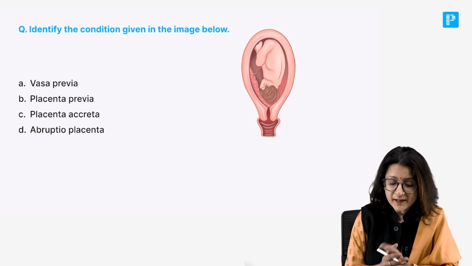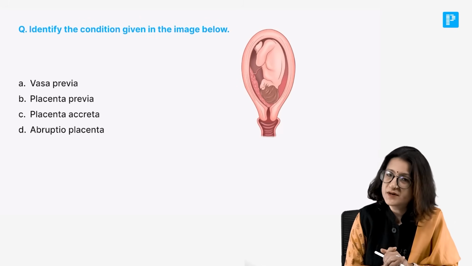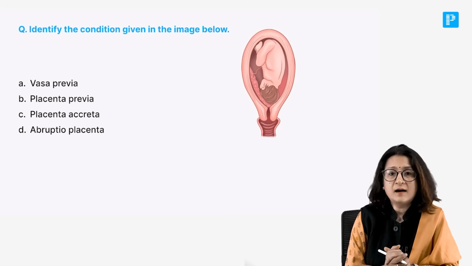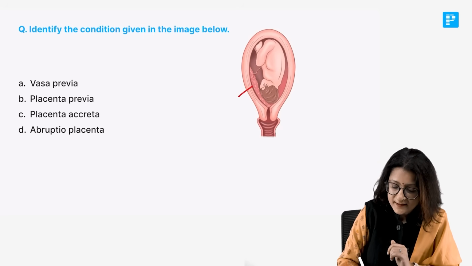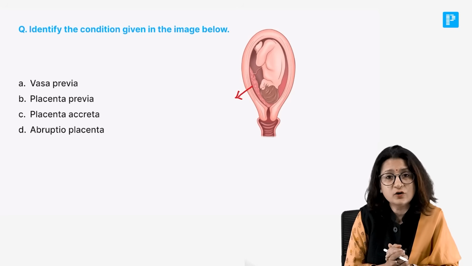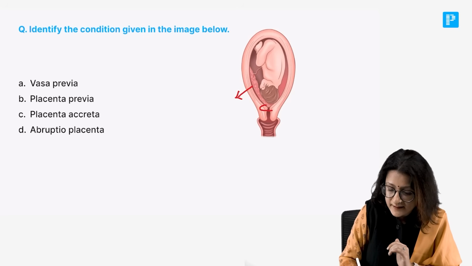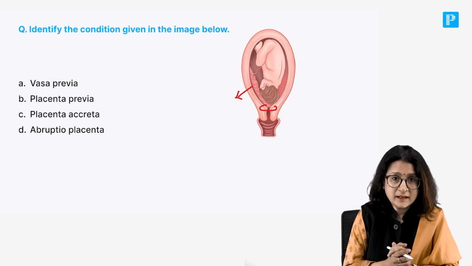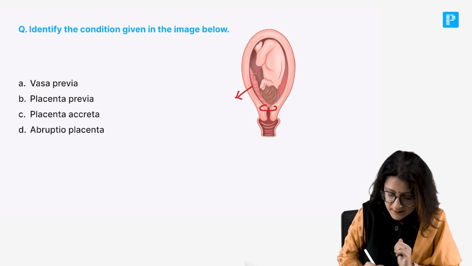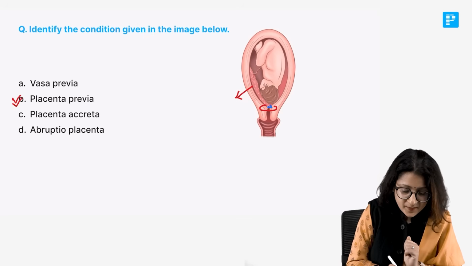Identify the condition in the image given below. Such image-based questions have previously been asked in FMG many times, right? So you can see here what is the location of the placenta. Can you identify? It is in the lower uterine segment. Also what you are seeing here is that it is completely covering the os. Can you see here? It is completely covering the os. So this is placenta previa.